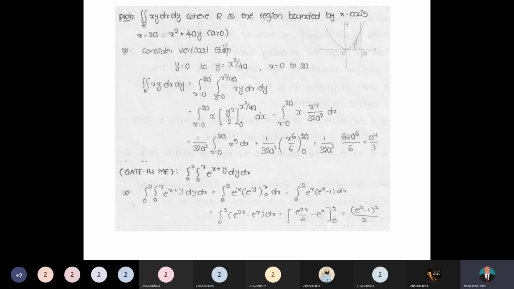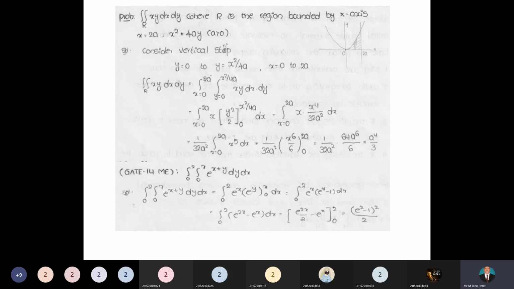So the inner integration is with respect to y. Integrate with respect to y, that is y square by 2, limit 0 to x square by 4a, y by x square by 4a. So that means x power 4 divided by 16a square into 2. That is 32a square, and outside, when you multiply by x, it becomes the integral x equal to 0 to 2a of x power 5 by 32a square dx.